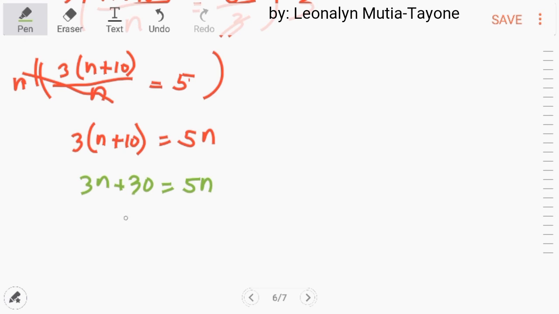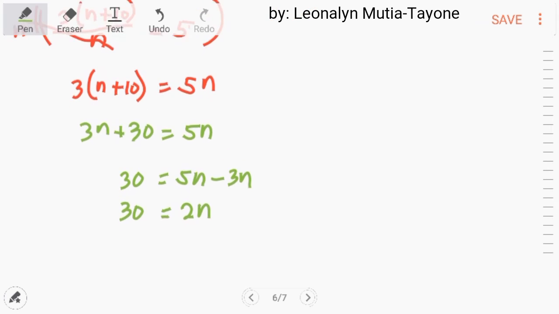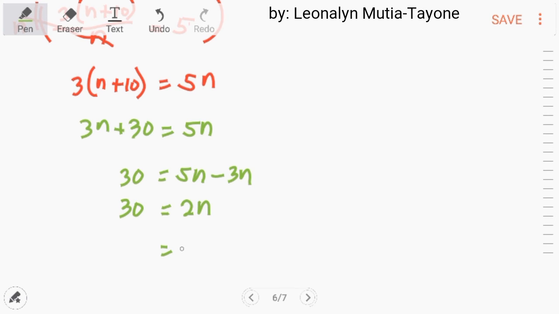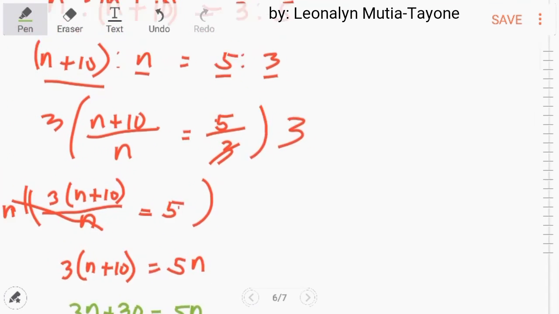Mag-transpose tayo. Pagsama ang mga like terms. So, 30 equals 5n minus 3n. So, 5n minus 3n, that is 2n equals 30. Transpose ulit tayo para ma-isolate si n dyan. That means mag-divide tayo ng 2 sa both sides. So, 30 divided by 2, and that is 15. So, ang number ay 15.